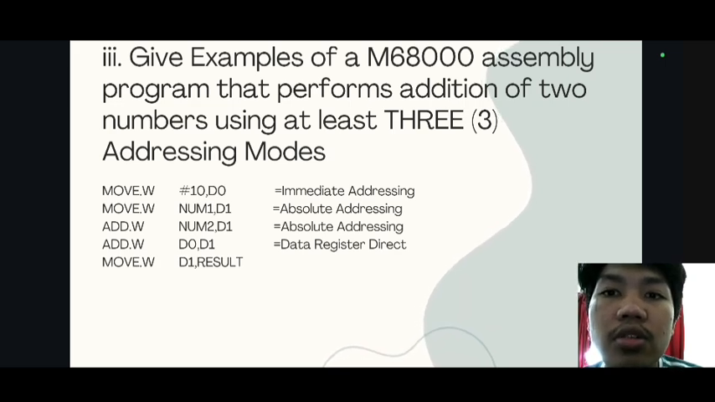Second, we do move.w num1 into D1. We use absolute addressing for this method. Thirdly, we use add.w num2 into D1. We use absolute addressing. Lastly, we use add.w D0, D1 for data using data register direct.